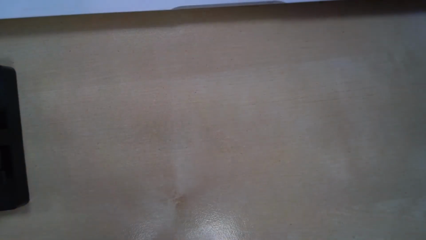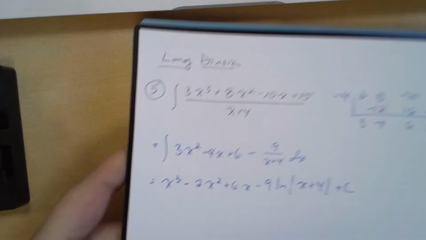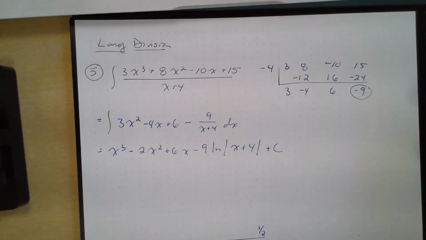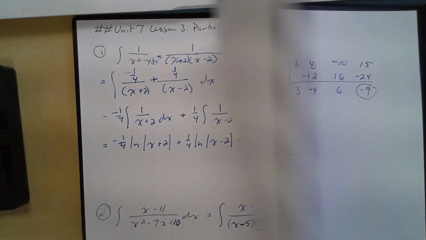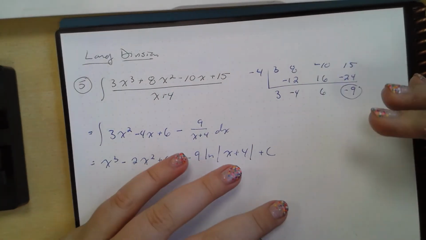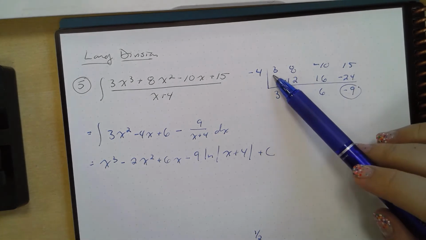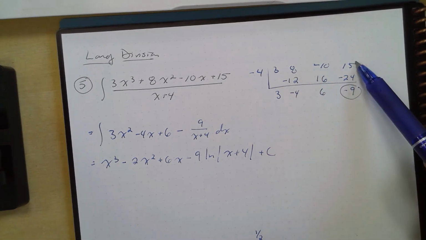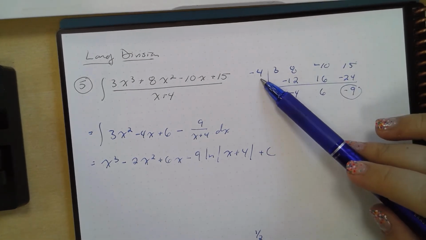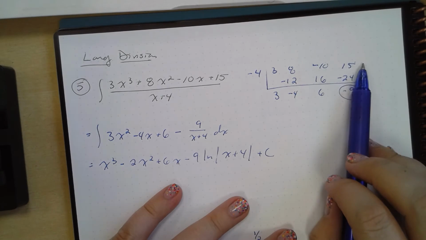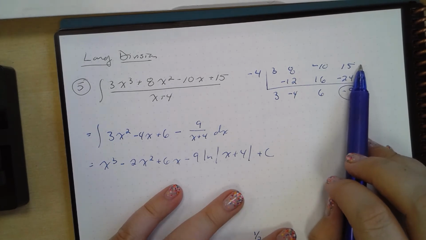Okay, so now that we've kind of mastered how to do that, separation of, what am I calling this? Partial fractions, that's what I want to call it. Now let's do long division. So you can do long division this way by writing out 3, 8, negative 10, 15, and then dividing by x plus 4. But to be honest with you, I actually like doing it another way. So I prefer the synthetic division way.